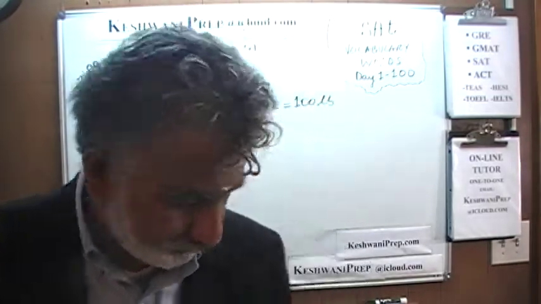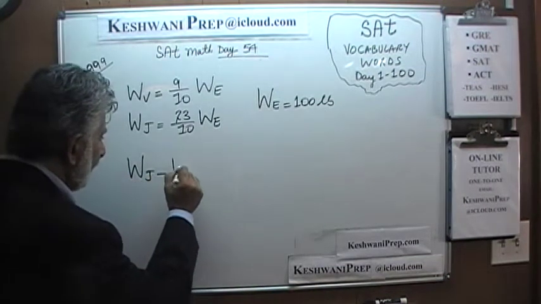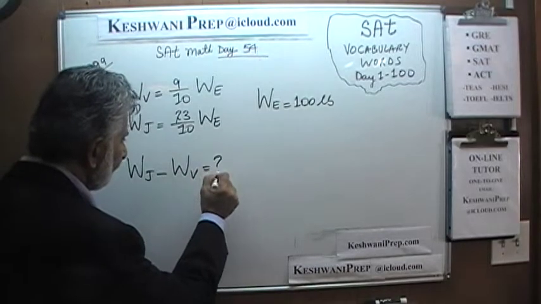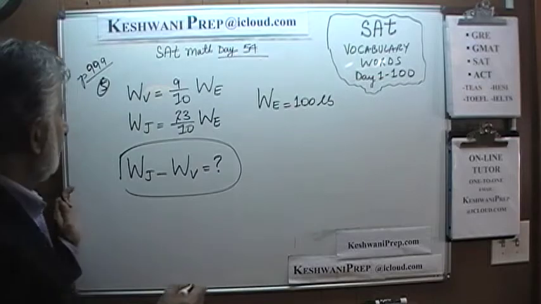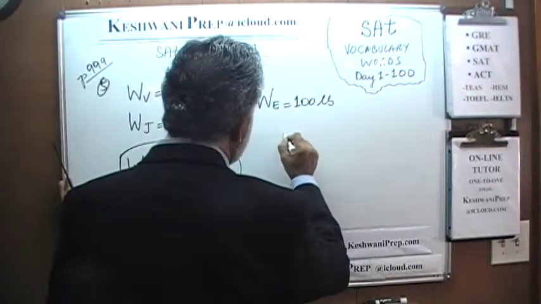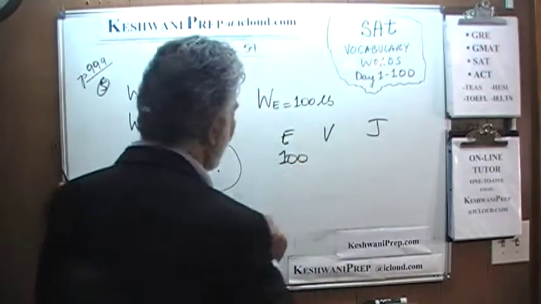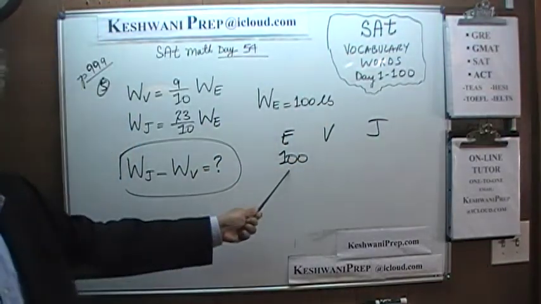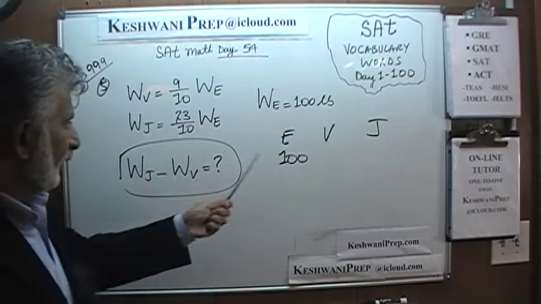Question simply is, how many more pounds does this object weigh on Jupiter compared to what it weighs on Venus? So essentially we're looking for the weight on Jupiter minus the weight on Venus. This is what we're looking for. Let's find out, shall we? So here is our weight on Earth, here is Venus, here is Jupiter. We are told that it weighs 100 pounds on Earth. If something weighs 100 pounds on Earth, on Venus it only weighs 9/10. So 9/10 of 100 is 90.